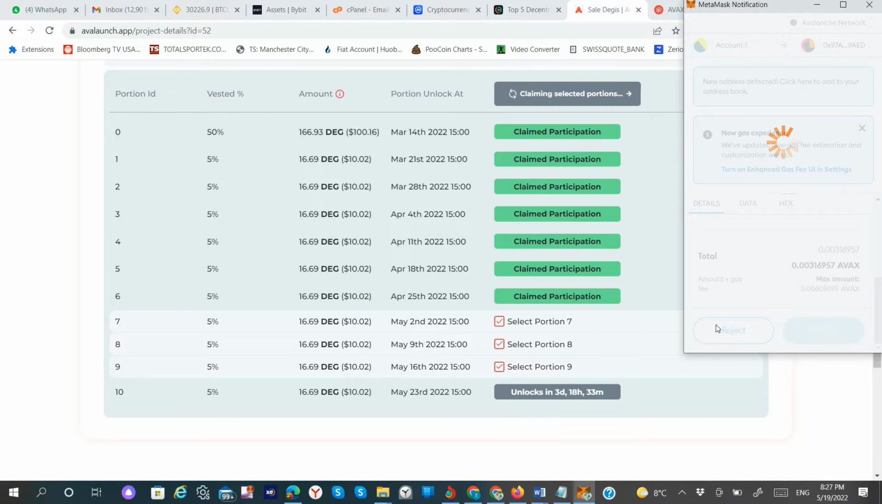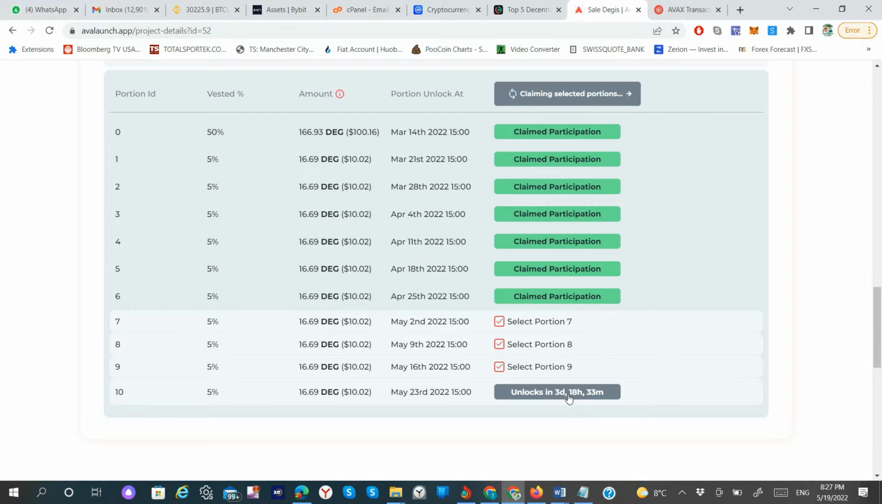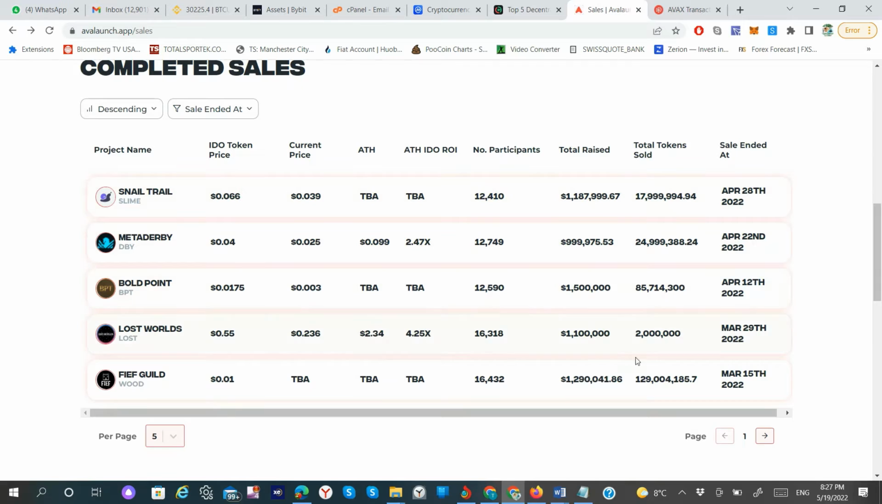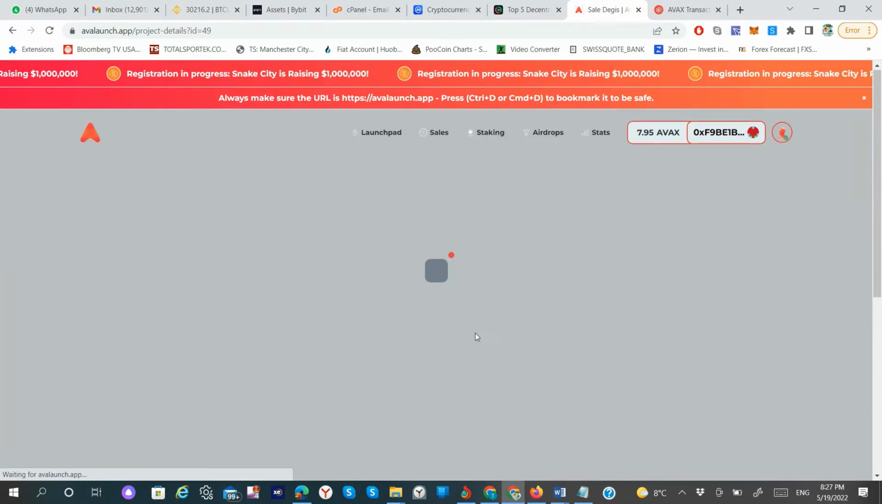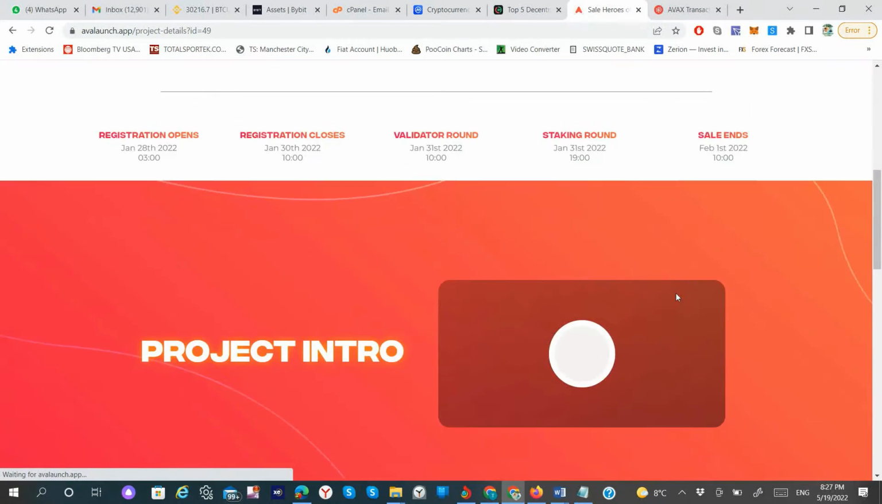So I could do the same to the rest in which I have holdings and participated. This one will be unlocked in 3 days. So I can go back and check the others because I want to see if I could sell some now. The fiat, all these ones I have also there. Let's check Heroes. I think I have something in Heroes.